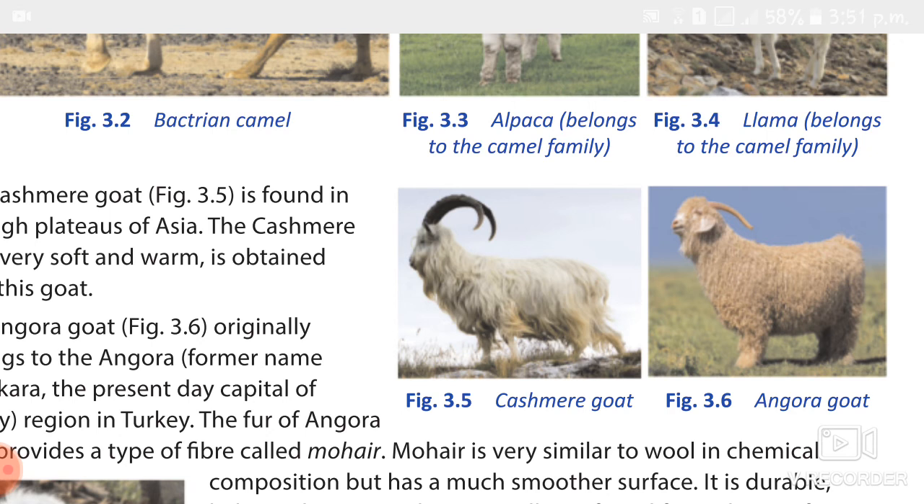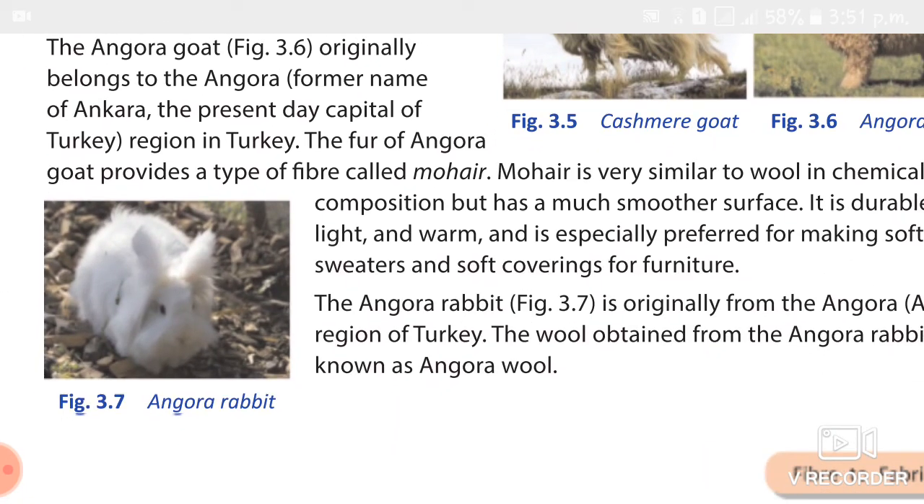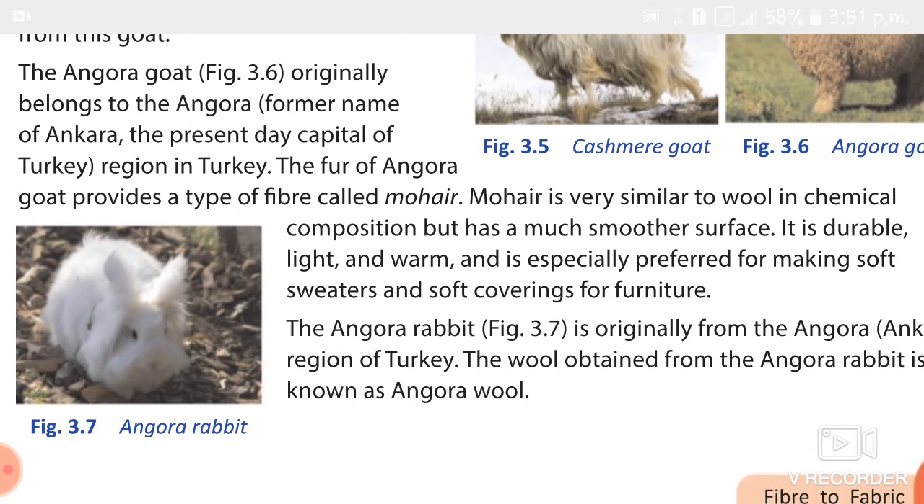And the next one is the Angora rabbit. You can see this picture. It is originally from the Angora region of Turkey.